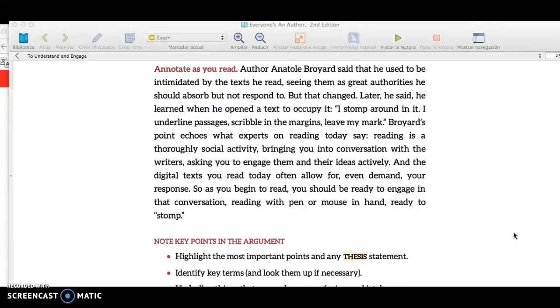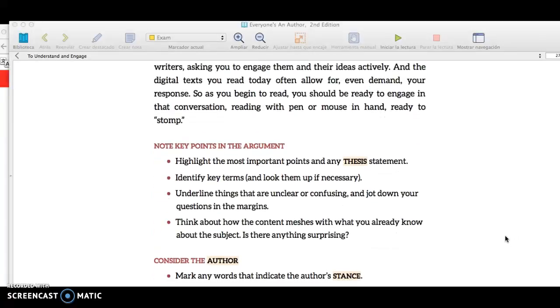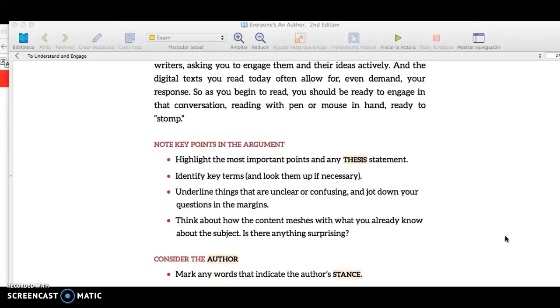If you come back here to page 27, the author Lunsford mentions the highlights of annotating a text. For example, you highlight the most important points and any thesis statement or the key idea. You identify the key terms and look them up if necessary, and then you write them on the side if you feel that is necessary. Underline things that are unclear or confusing, and jot down your questions in the margin. So that is a private relation.